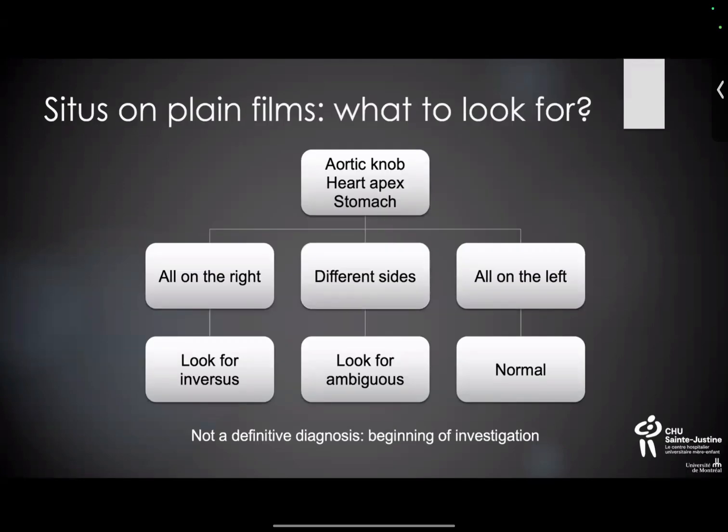So the first step is our situs. It's not a definitive diagnosis, but it's the beginning of the investigation. So your aortic knob, your apex of the heart, and your stomach should all be on the same side, on the left. If they're all on the left, you can still have a congenital heart disease, but that step is normal for the x-ray. If everything's on the right, you look for an inversus like our last case. And if you have different sides, like a stomach on the right, you look for a situs ambiguous.